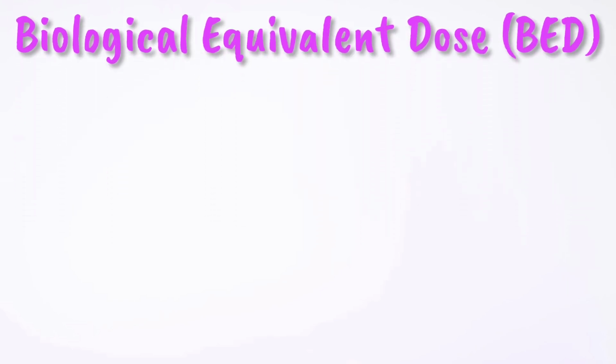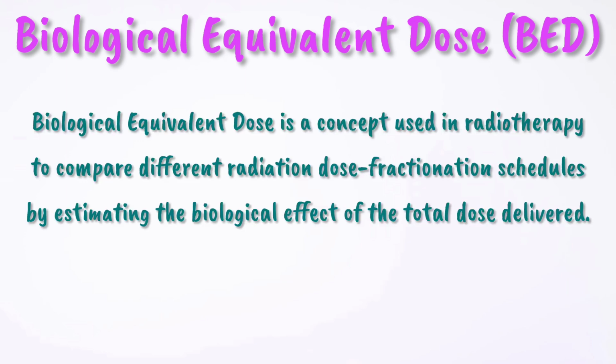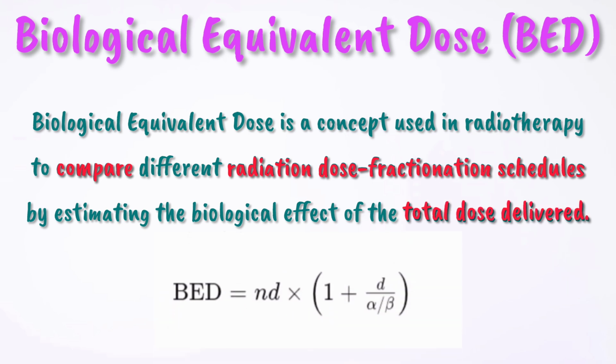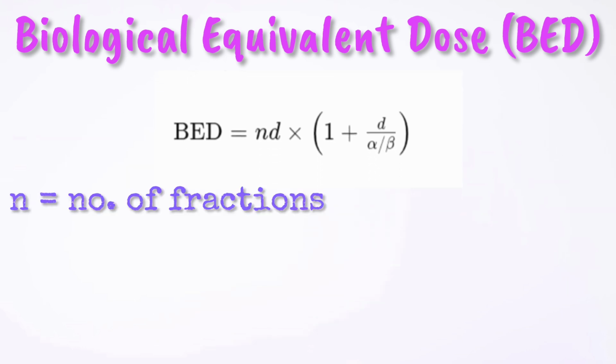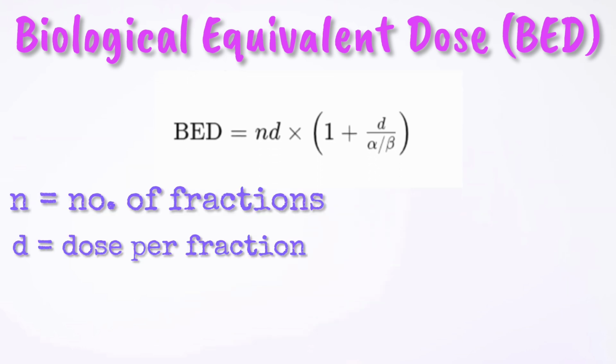Biological equivalent dose, BED. Biological equivalent dose is a concept used in radiotherapy to compare different radiation dose fractionation schedules by estimating the biological effect of the total dose delivered. Formula for calculating equivalent dose. N is number of fractions. D is dose per fraction. The quantities alpha and beta represent the linear and quadratic components of the cell's survival curve.